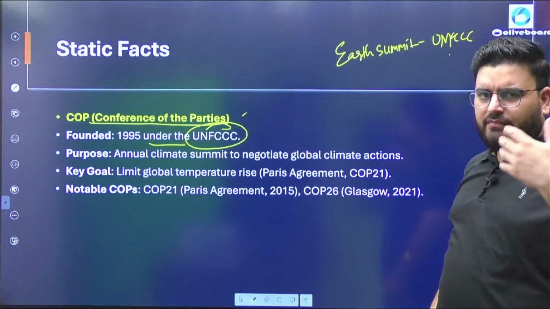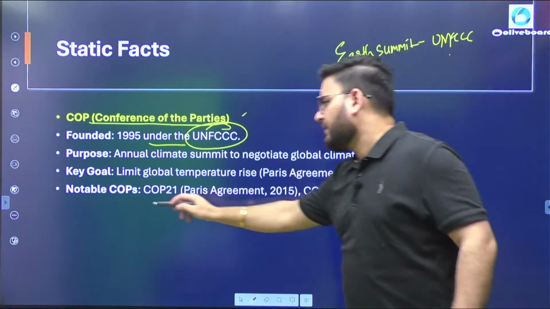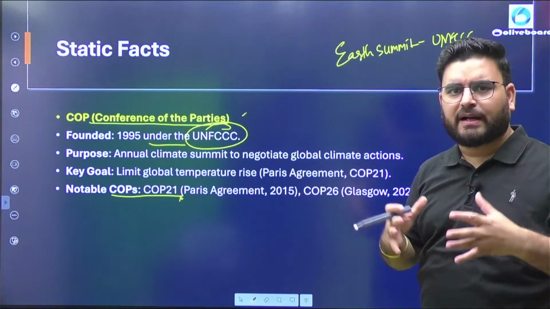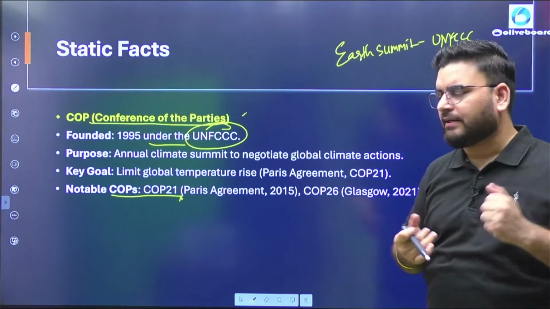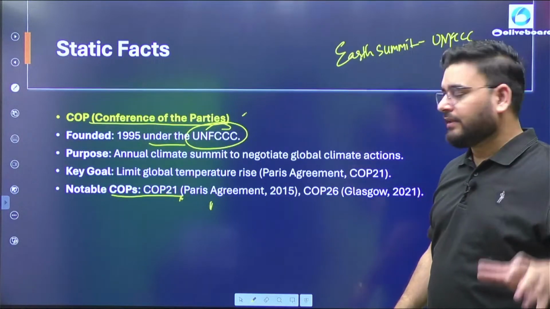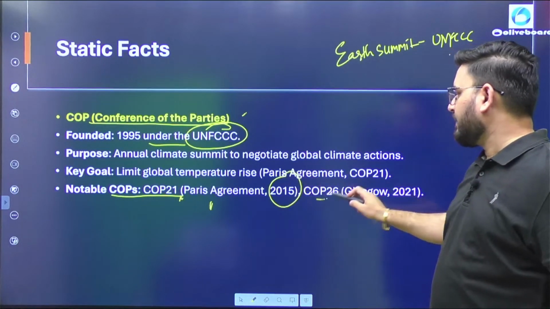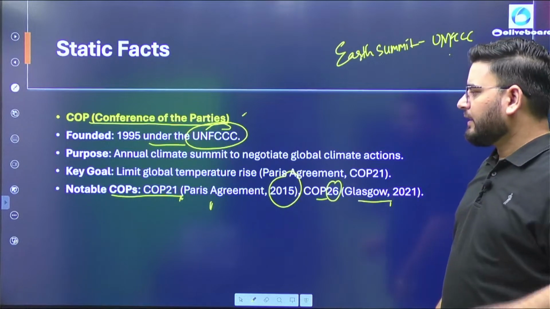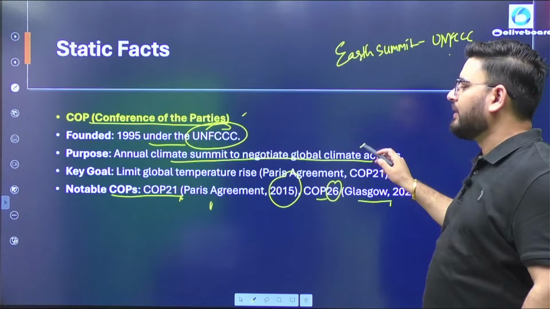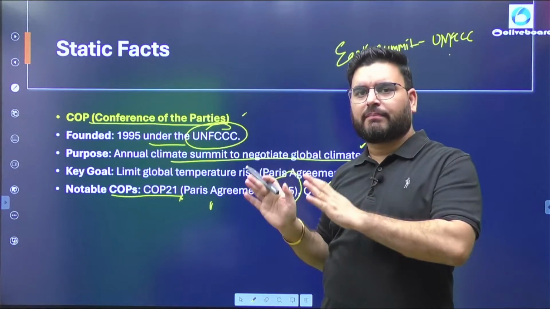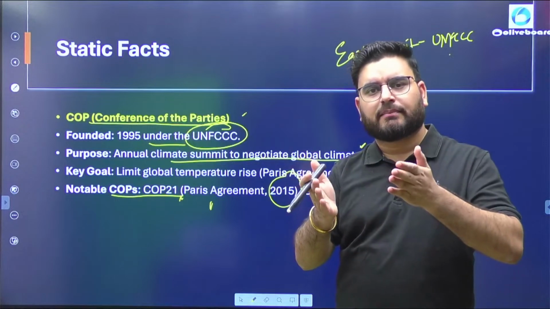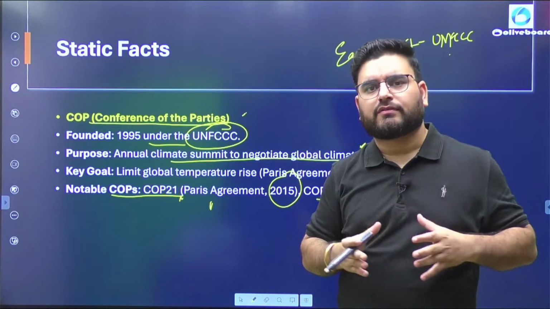And every year, there is a Conference of Parties, the part of UNFCCC where all the member nations come and talk about the environment and related news, right? COP21 was the most prominent one. It happened in 2015, and COP26 was in Glasgow. The purpose is annual climate summits to negotiate global climate action. So you have to remember these two things: UNFCCC, and its part, the COP, the Conference of Parties.